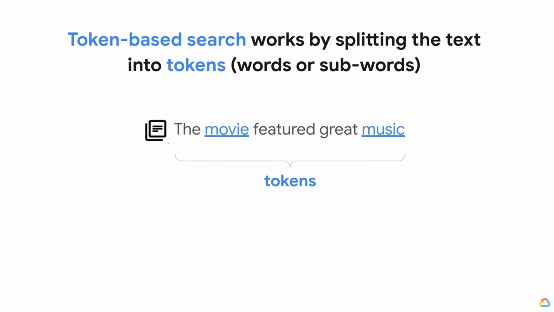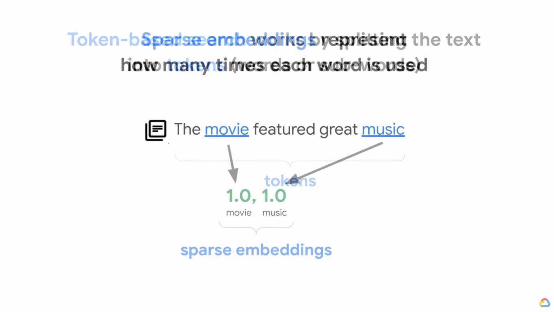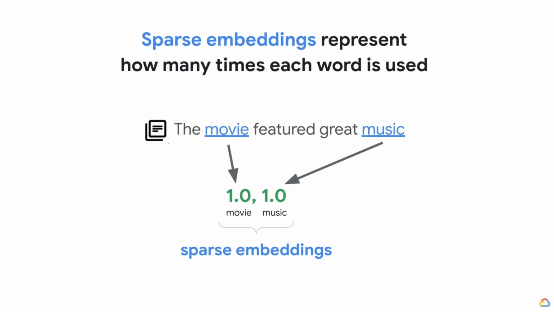The keyword search is called token-based search because it works by splitting the text into individual units called tokens, which can be words or subwords. These tokens are then used to create a vector called sparse embedding.